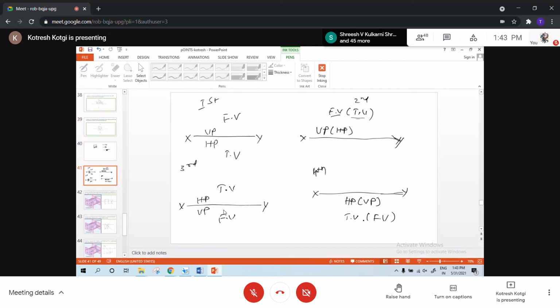Now, if I say there is a point whose front view is below the XY line and top view is above the XY line, it belongs to which quadrant? If I say there is a point whose front view is below the XY line and top view is above the XY line, which quadrant? All of you are able to hear me? Sir, third quadrant. Once again, I'll repeat the question.